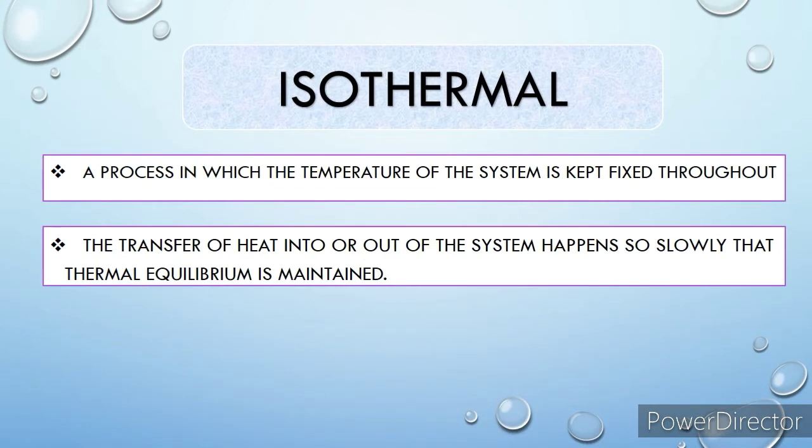isothermal process. So isothermal is a process in which the temperature of the system is kept fixed throughout. The transfer of heat into or out of the system happens so slowly that thermal equilibrium is maintained, hence change of temperature is equal to zero, or simply the temperature is constant in isothermal process.